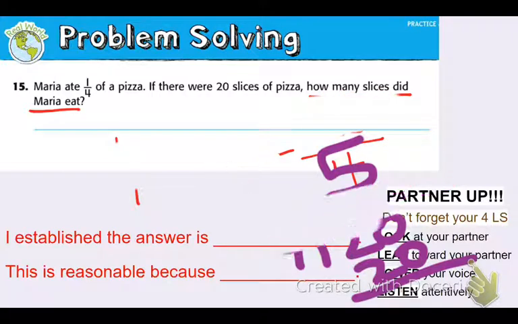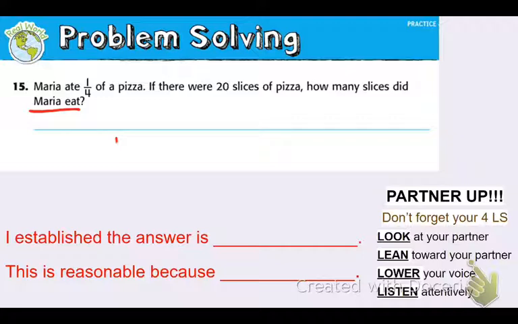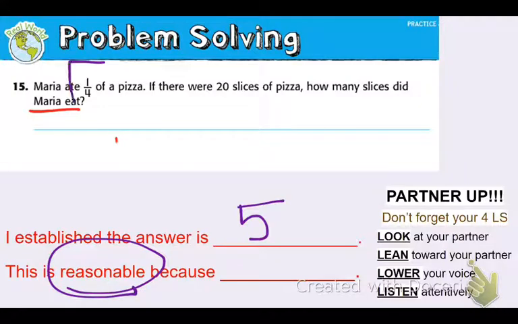Now I'm going to go back to the word problem. How many slices of pizza did Maria eat? Well, I established the answer is 5 pieces of pizza. It makes sense, or it's reasonable, because it says 1/4. 5, 10, 15, 20. If I multiplied 5 by 4, I do get 20. So I know I have the right answer.